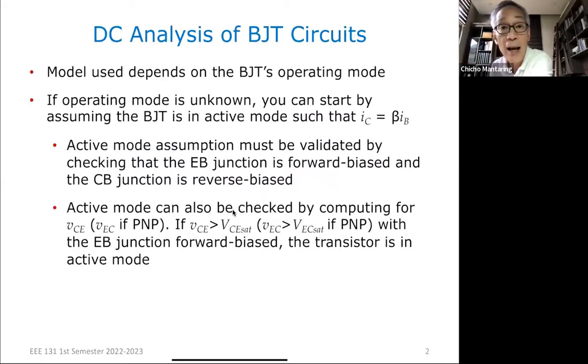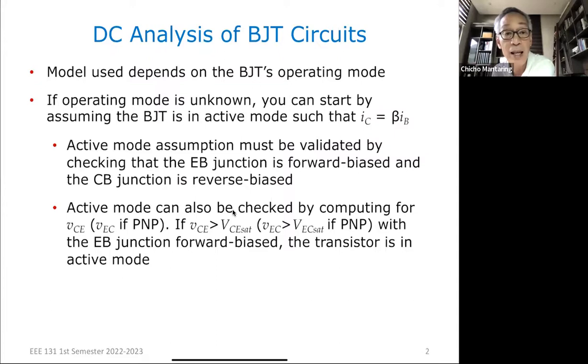Okay, so in the analysis of BJT circuits, and you already learned this in EEE 123, you have to apply the correct model of your BJT, and that model depends on the operating mode of the BJT. If you do not know the operating mode, usually we start with the assumption that the BJT is in active mode. And then we can use this relationship, IC is equal to beta times IB. But you have to validate. You always have to validate. Now, how do you validate?